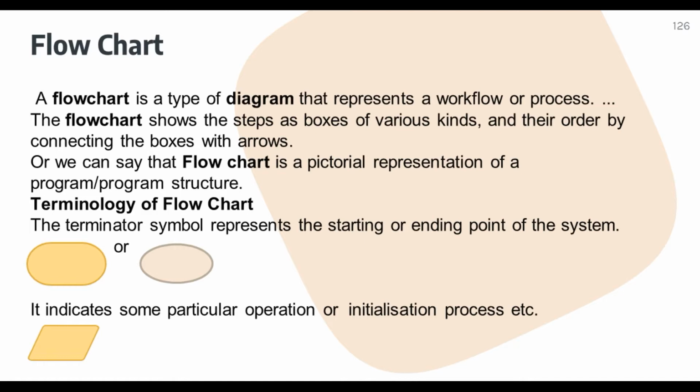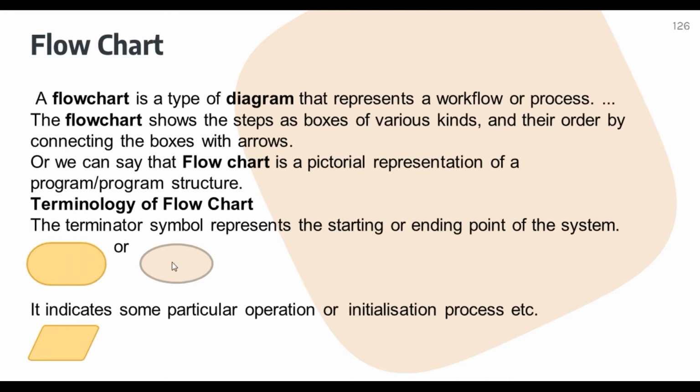In other words, a flow chart is a type of diagram that represents the workflow of a process or program. The flow chart shows the steps, including various kinds of boxes, arrows, ovals, diamonds, etc. So here we will understand the meaning of these symbols in the terminology of flow chart.